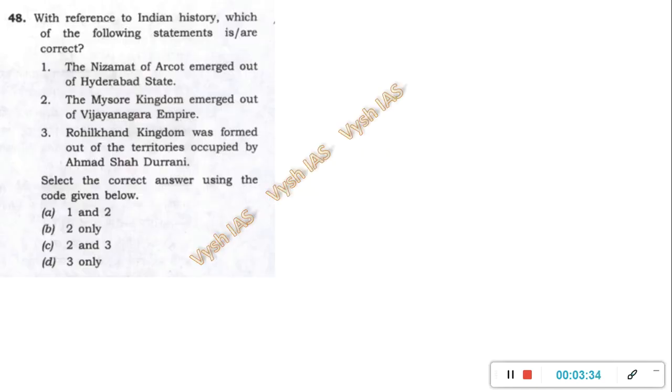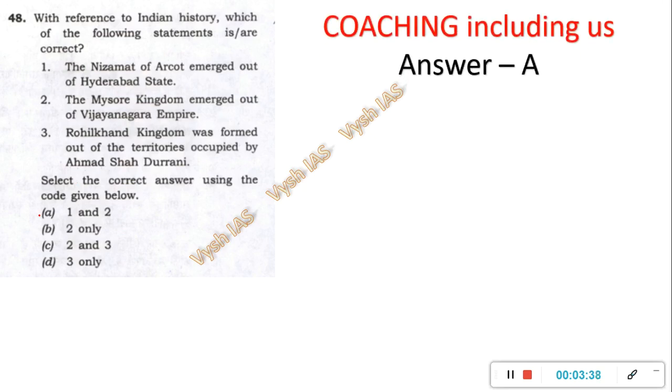Okay, now the next one is history's 3 questions, in which this also we, including us, have told the answer as A, that is 1 and 2, because there is a war also which happened during those days, in which the Nizam of our court had emerged out of the Hyderabad state. Okay, and Mysore kingdom, most of you will know because it's in the Spectrum textbook also. The two brothers who formed it were once part of the Vijayanagara empire, and when that collapsed, they made the Mysore kingdom.